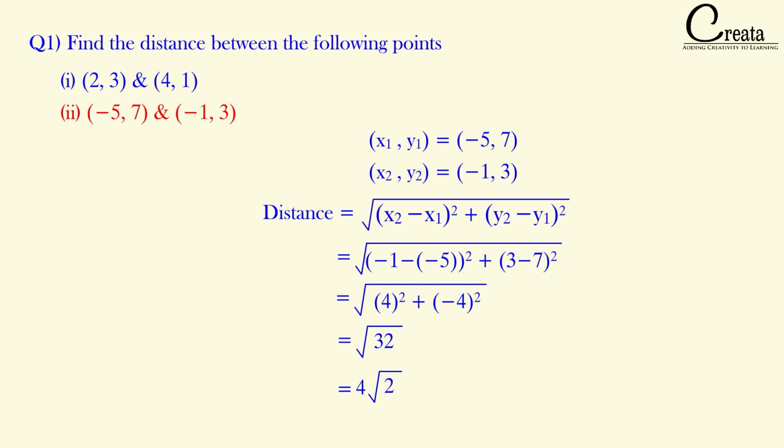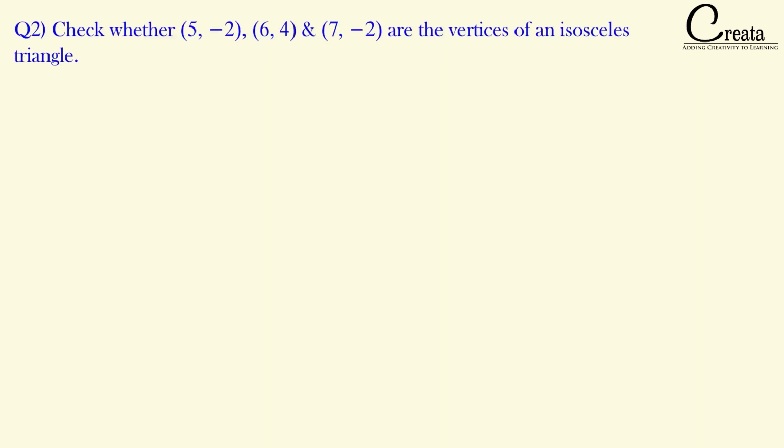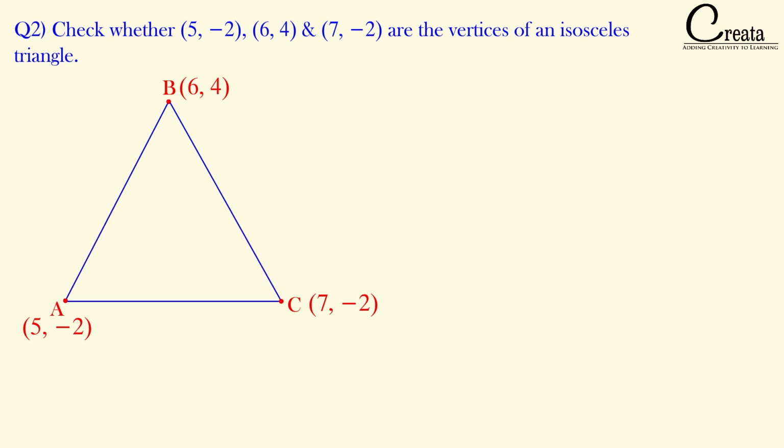Let's move further. We will take some advanced question to show the implementation of this formula in an indirect way. Let's see. The question is, check whether (5, minus 2), (6, 4) and (7, minus 2) are the vertices of an isosceles triangle. This question is slightly indirect in nature. The distance formula will be applicable. I will show you how this formula will be applicable. 3 coordinates are given as the vertices of a triangle. We have to identify whether this triangle is an isosceles triangle or not.